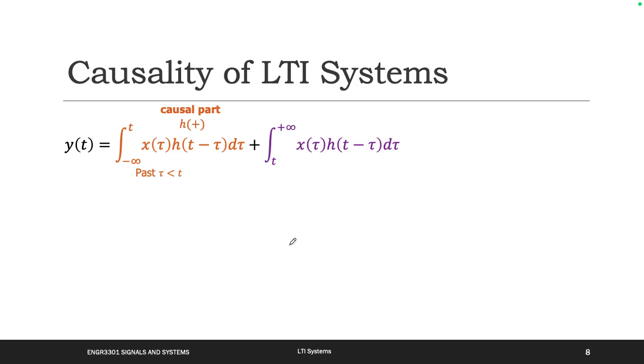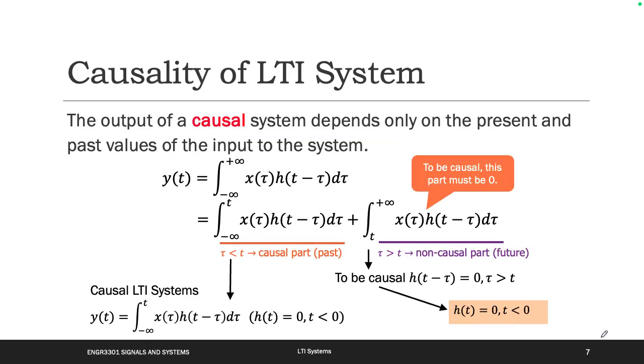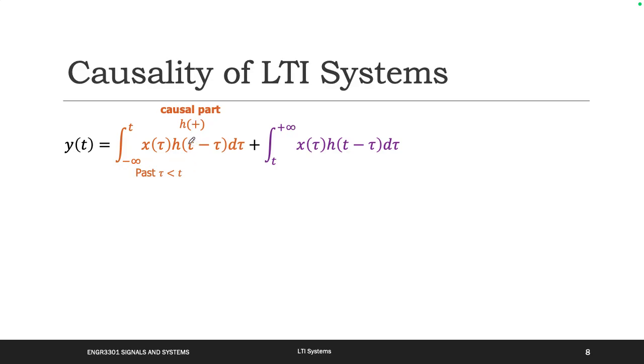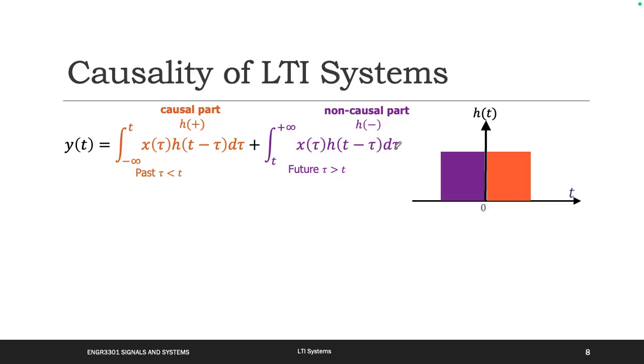Actually, if you use a similar method here, you will know this part is greater than 0. And for the second part, this is the future. You will know this part is smaller than 0. Am I right? And then you can see here, this is h(t). We just talk about h(t) here. For h(t), this is the causal part, and this is the non-causal part.